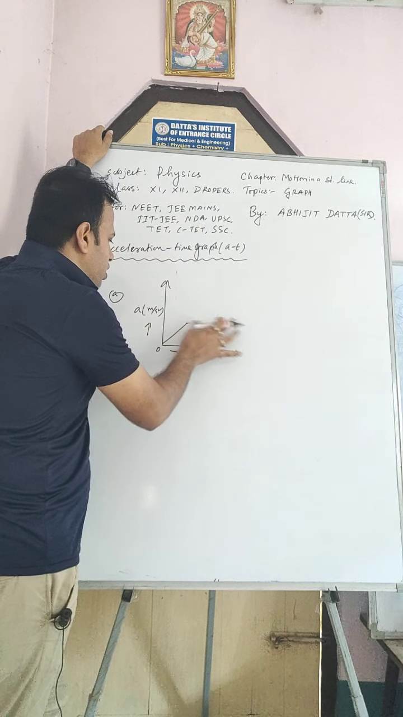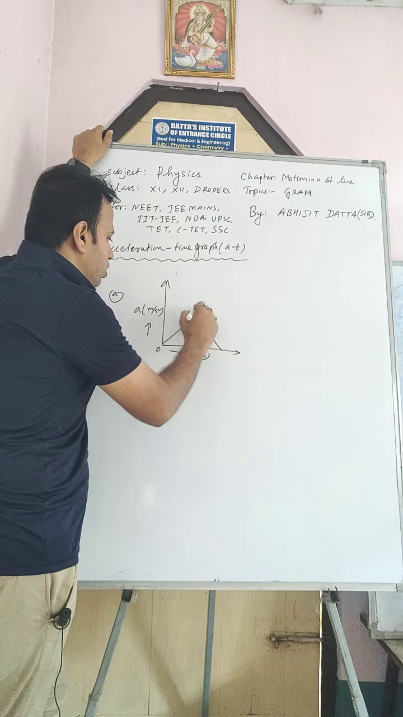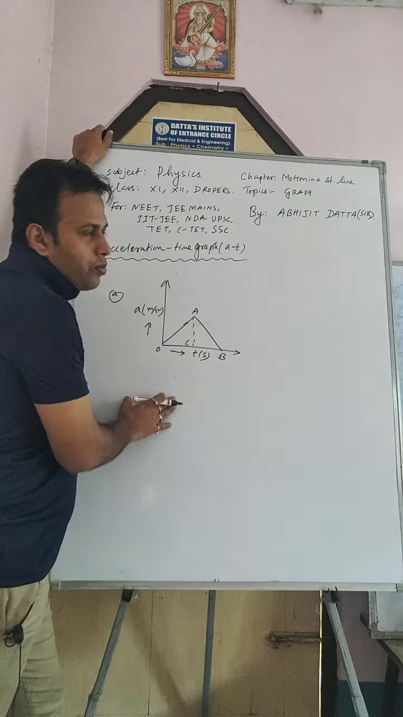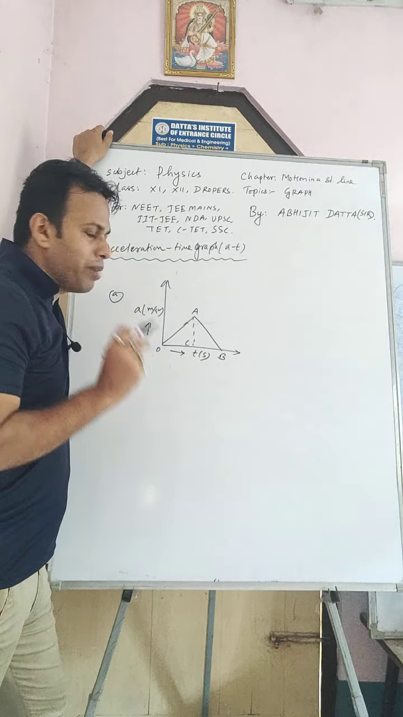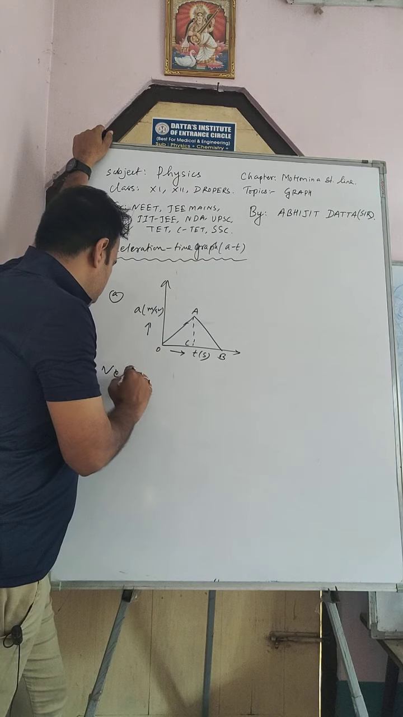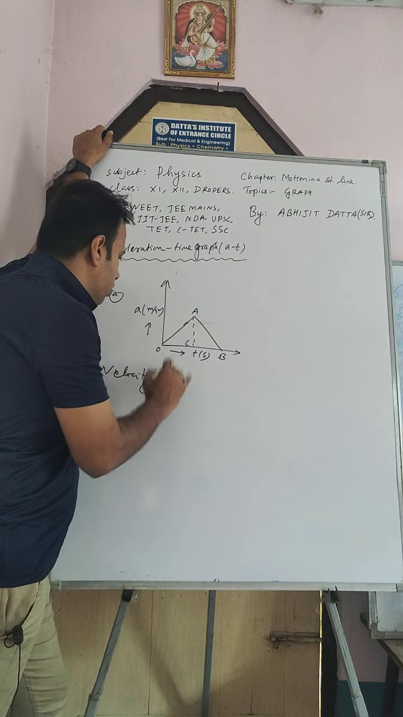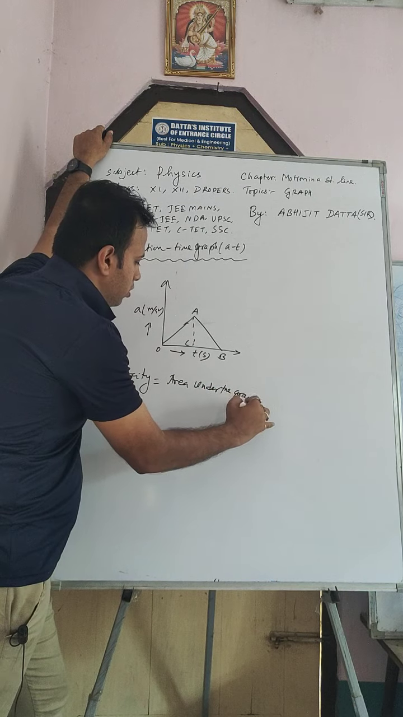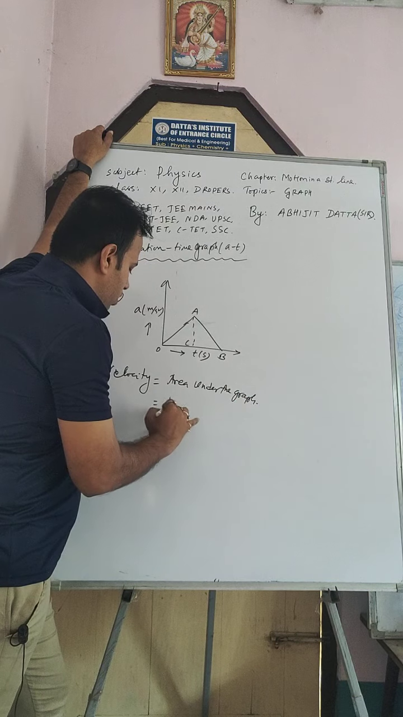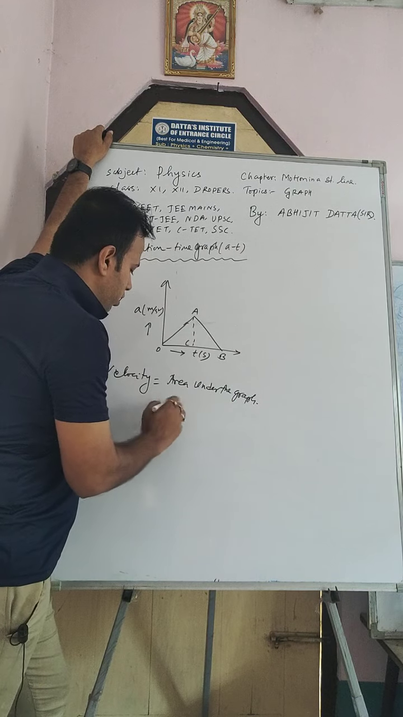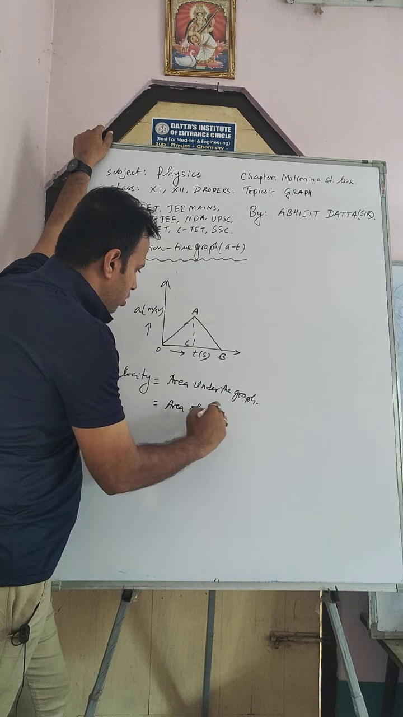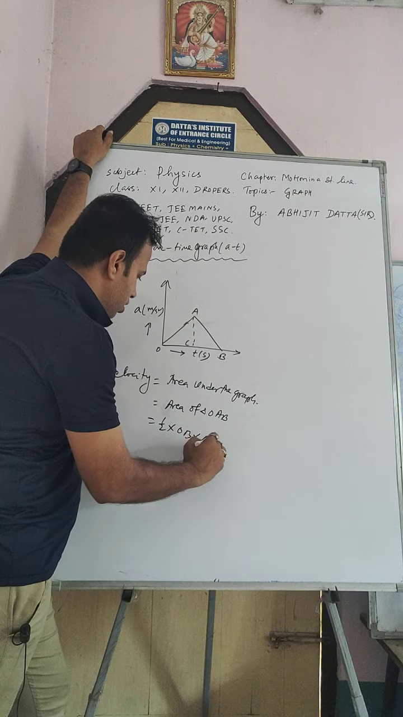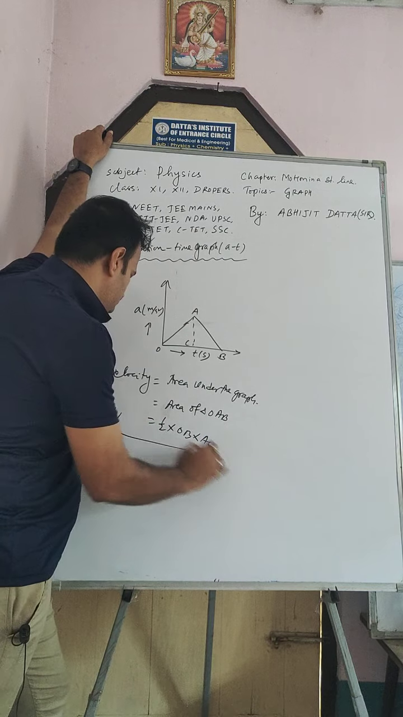Okay, I take its triangle form. Okay, this one is OAB and this part is suppose C. So from the acceleration time graph, what can we calculate? We can calculate the velocity. Okay, so velocity equals area under the graph. Now what is the area? Area of triangle. Here it will be area of triangle OAB, that is half into base into height, which is AC. Okay, so velocity will be this one.